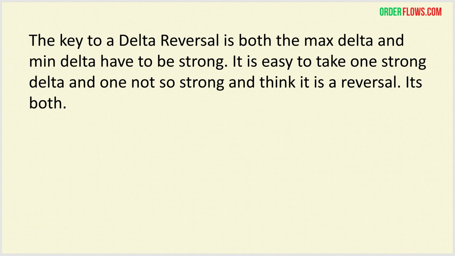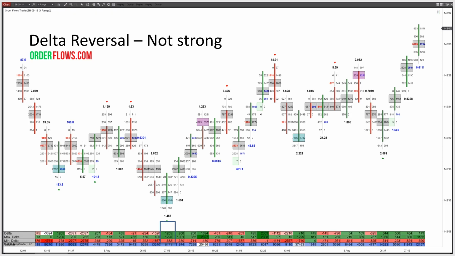Now, the key to a delta reversal is both the max delta and the min delta should be strong. It's easy to take one strong delta, either positive or negative, and one not so strong, and think it's a reversal. It really needs to be both. And what I mean by that is like this.